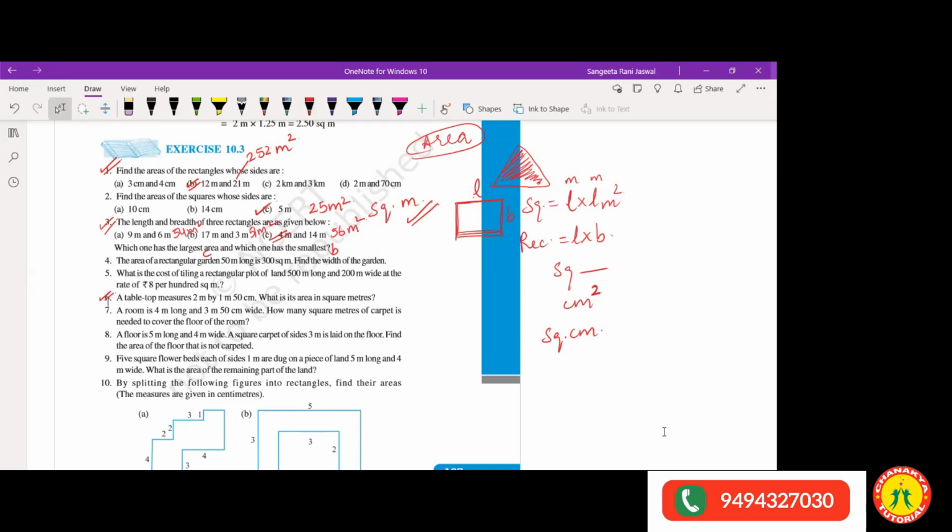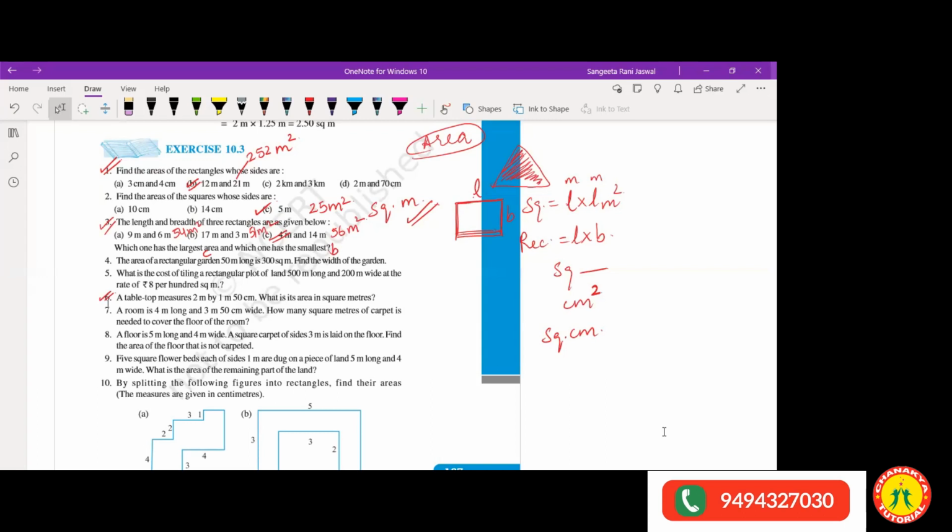A tabletop measures 2 meters by 1 meter 50 centimeter. What is its area in square meters? Ma'am, we need to convert to meters. Yes, do it. The tabletop measures 2 meter by 1 meter 50 centimeter. Then that means you have to convert it to 1 unit. So what is the area in square meters?